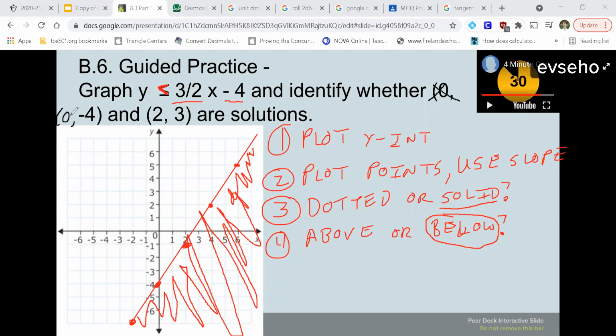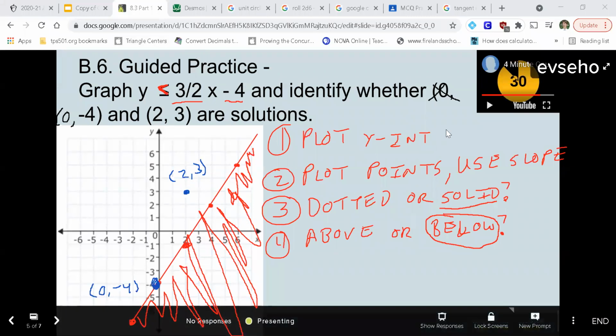So, last 30 seconds, tell me for these 2 points, (0, -4) right here, and (2, 3) right here. Is each of those points a solution or not? Is (0, -4) a solution or not? Is (2, 3) a solution or not?